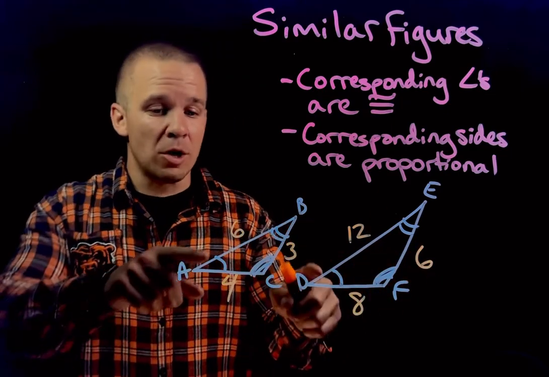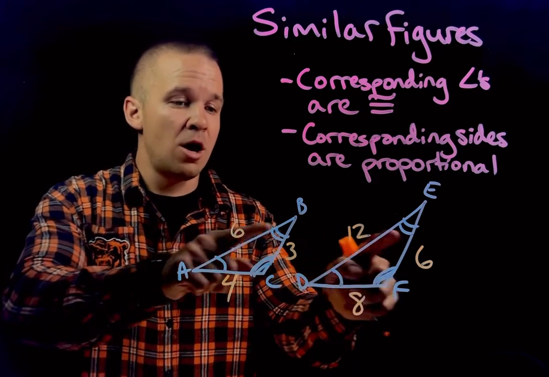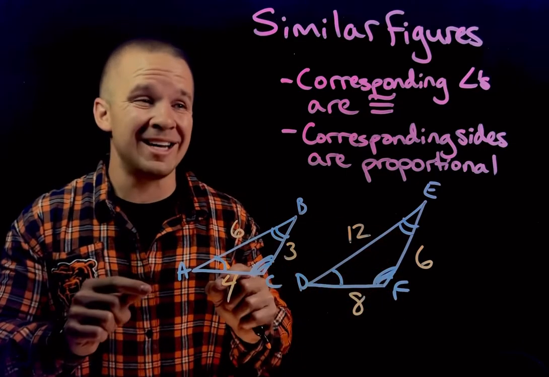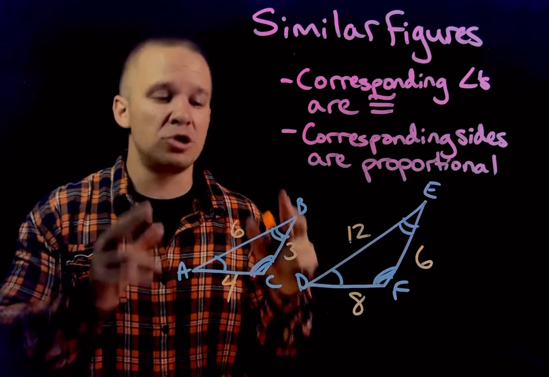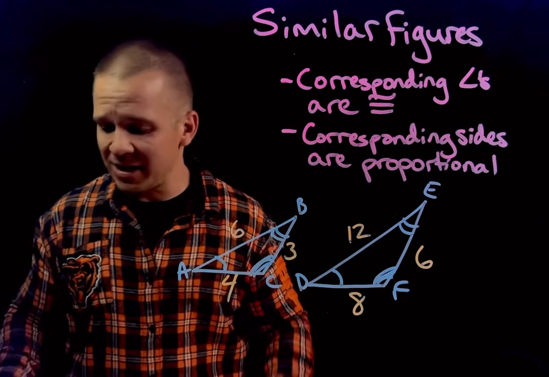All right. So our corresponding angles are congruent and our sides are proportional. Corresponding is the key there, the ones that line up with each other. Last thing here, we can write a similarity statement. Check this out. All right.